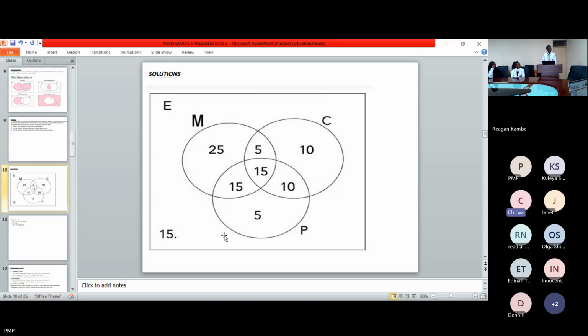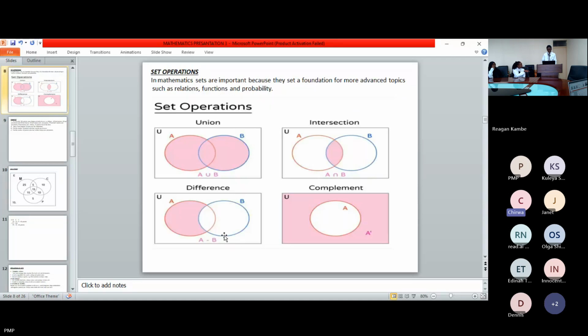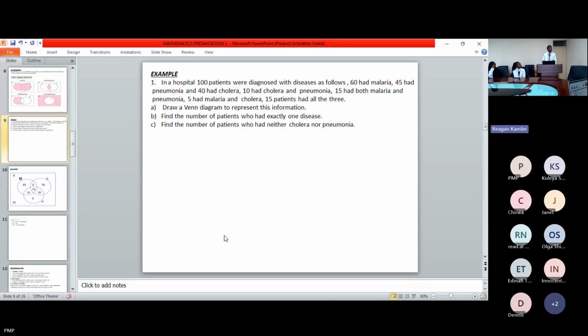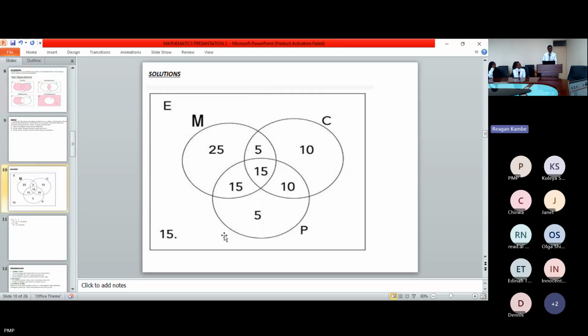Shouldn't we get 100 at some point when we add up everything? Yes. So that's why we subtract them from the intersections. As you see, there's a 15. So that when we add all of the numbers, we should get 100. Ah, wonderful, correct. That is the explanation I was expecting during the presentation.